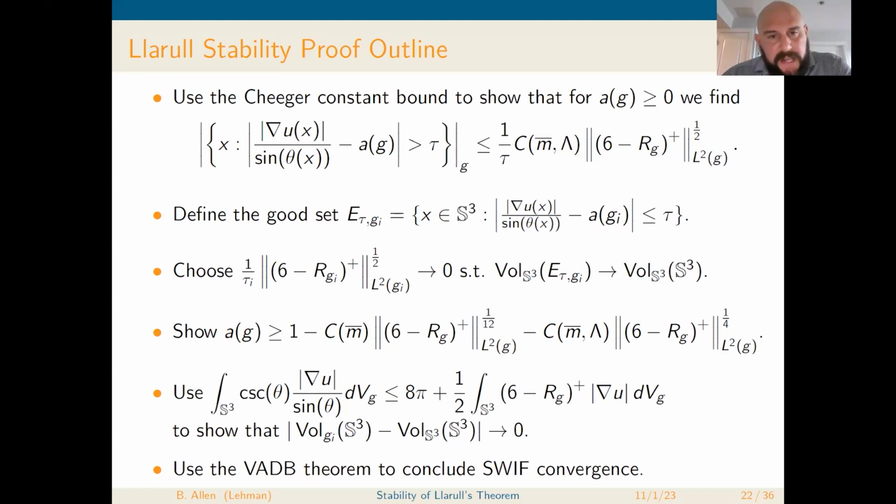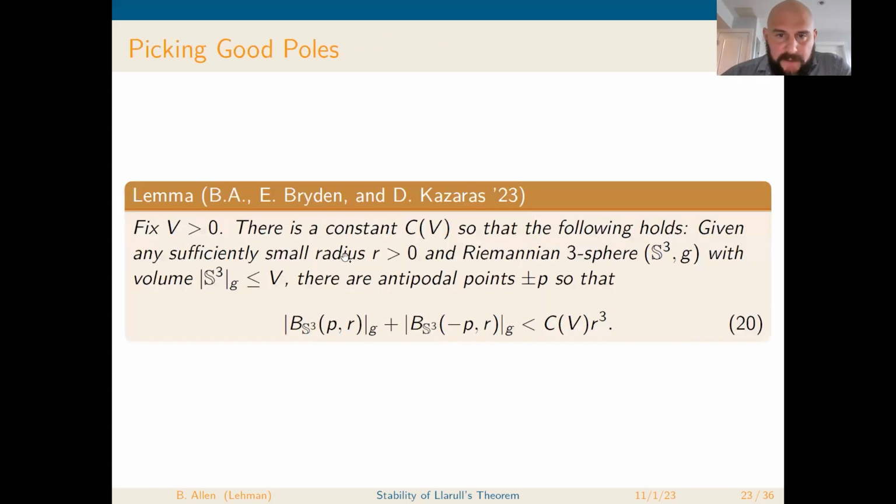Now I'm going to go into slightly more detail, mostly to show these last 2 steps: how you estimate A and how to use that to get the volume convergence. First, I don't want to spend too much time here, but this is the one place that we use the volume bound. We use it to say that you can pick antipodal points and look at the balls with respect to the round sphere around those points.